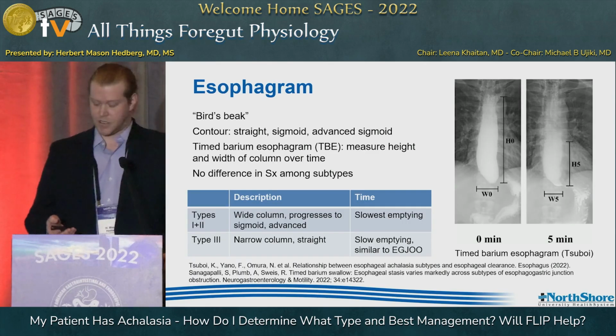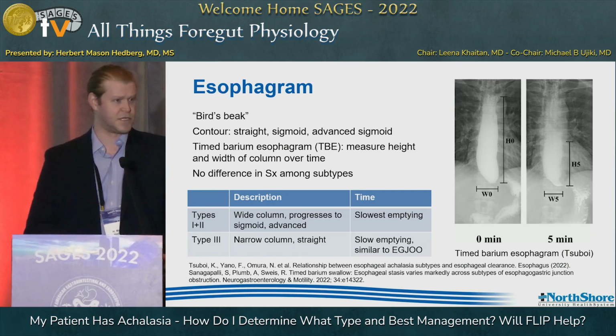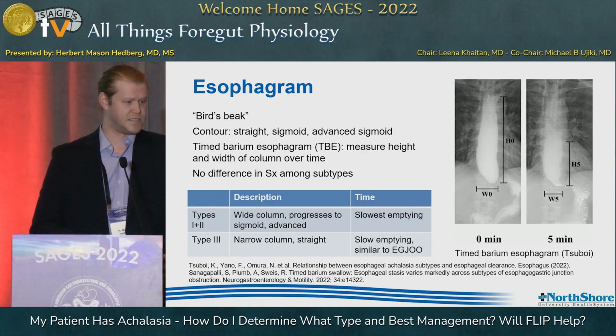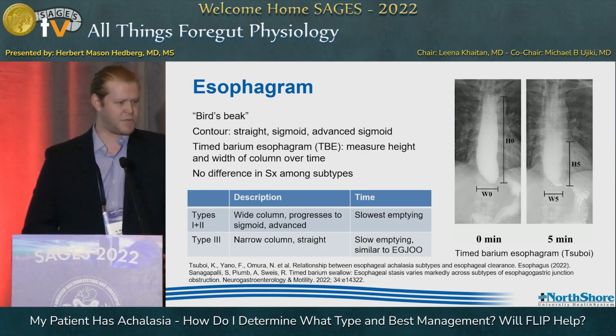So esophagram, we got our classic bird's beak appearance of the LES, and you can also evaluate the contour of the esophagus. As the disease progresses, we get more of that sigmoid shape with redundancy. And then timed barium esophagram we can use to compare the subtypes of achalasia and also assess our pre and post treatment effect.